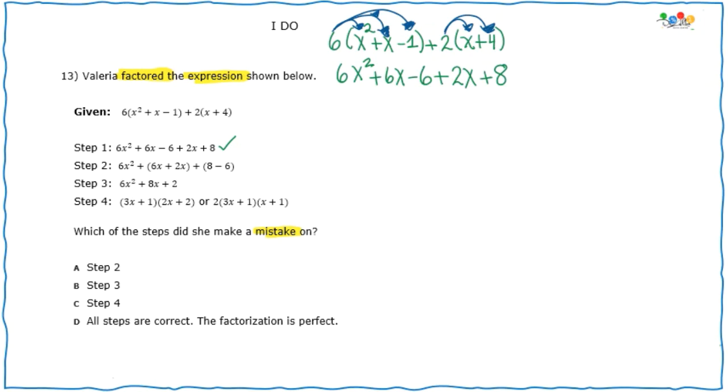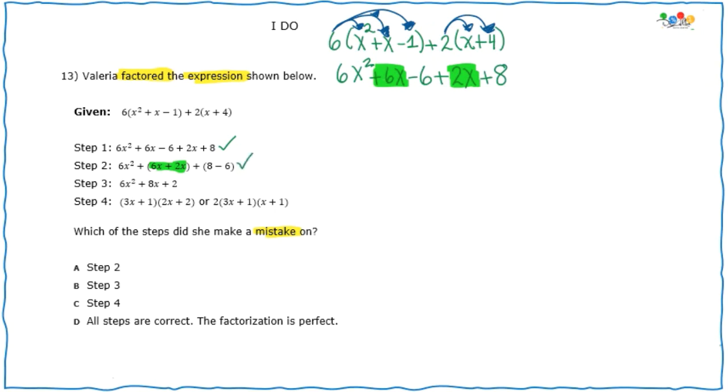Okay, what's the next thing to do? Well, now I will need to identify any like terms to combine, right? Do I have any terms that I can combine? If you notice, I do have a 6x and a 2x, so those two can be combined. And if you look at step 2, that's exactly what they're doing. They're combining them, that's why they have them in parentheses. So step 2 is also correct. Let's go to step 3.